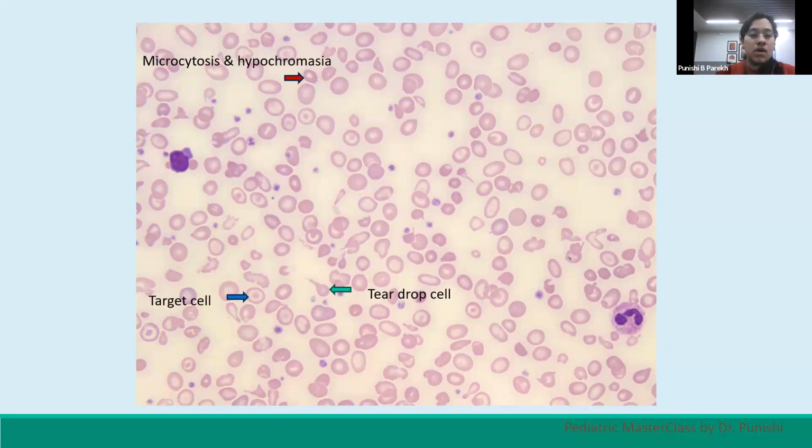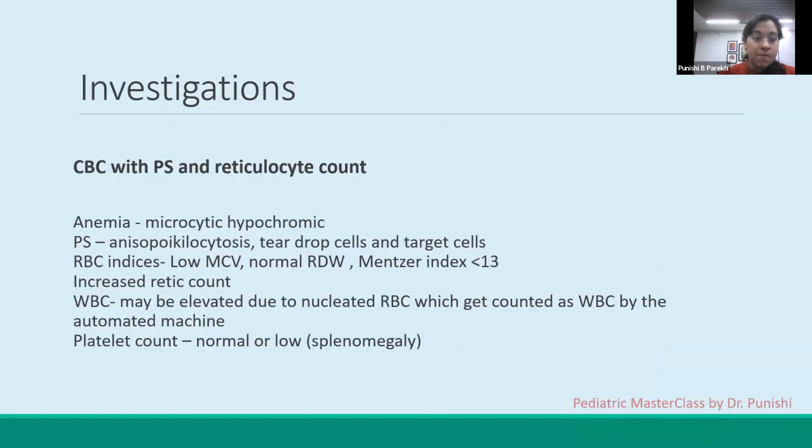Okay. So this is what you see on a peripheral smear in this anemia with hepatosplenomegaly. Along with that, when you look at the RBC indices, you'll have low MCV, low MCHC. In this case, because I think it's beta thalassemia, the next thing that you look for in a CBC report is the red cell distribution width, or RDW.